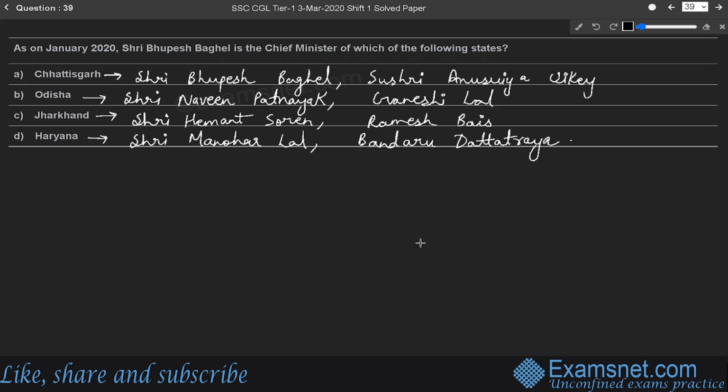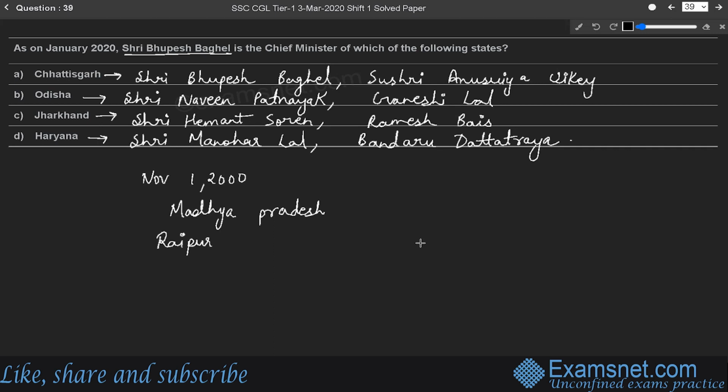So it is very clear that Shri Bhupesh Baghel is the Chief Minister of Chhattisgarh state. And the state of Chhattisgarh came into existence on November 1, 2000, after the separation from Madhya Pradesh. Do you know what is the capital of the state Chhattisgarh? The capital of Chhattisgarh is Raipur.